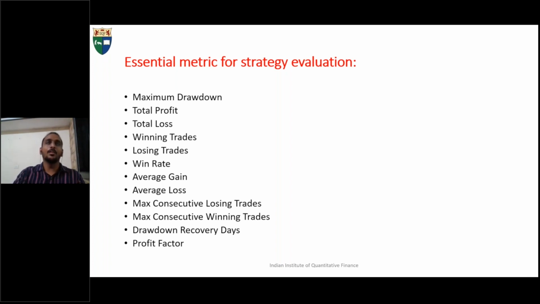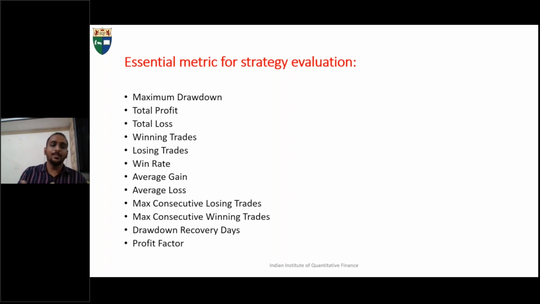Winning rate is basically what percentage of time your system is winning, and the average gain and average loss define the average profit you are taking when following a particular system, and the average loss defines what the average loss is. For an example, if I have a system which I am running on 1 share, and on average my average gain was 30,000 and my average loss is 25,000, I will have that mindset that at any point of time on 1 share I would be able to look at an average loss of 25,000 and an average gain of 40,000, for an example.